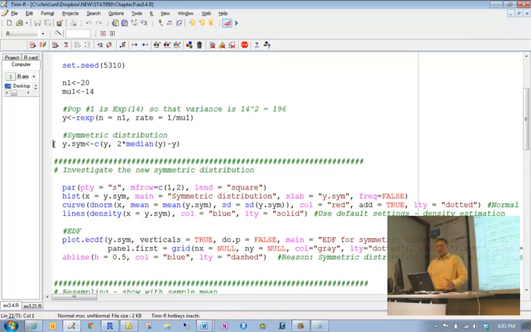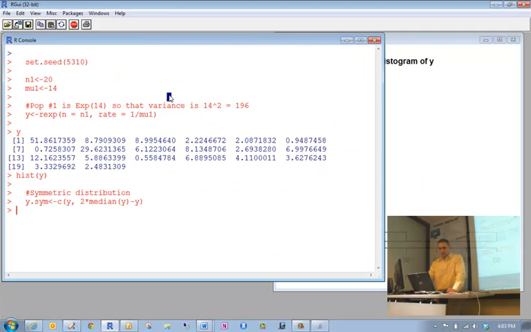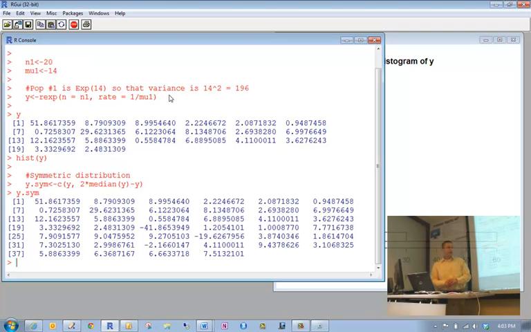But what I need to do is again take my f hat to be this transformed set of data. To transform it, simply create a vector that has y in it, and also 2 times the median of y minus y. And so now this is what it looks like.